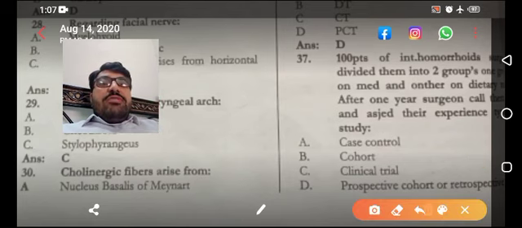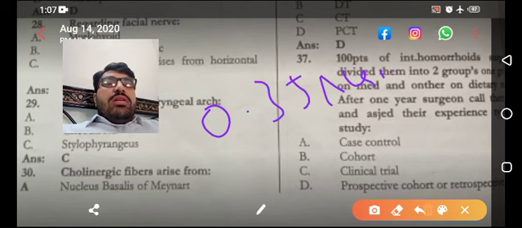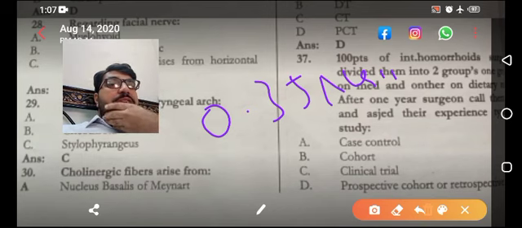And there was another MCQ: if you put RBC in 0.35 in ACL, what will happen? Sorry, that was not the MCQ. What will happen to RBC? So there will be complete hemolysis if you put it in 0.35% normal saline.